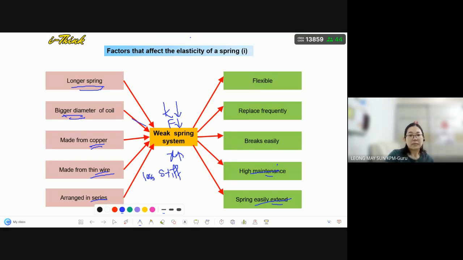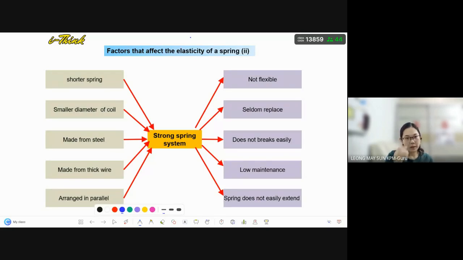Okay. But what is a good spring system? A good spring system means the spring constant is high. Spring constant is high means the force required is higher. The extension would be less and it's stiffer. How to make a stiffer spring system? You use a shorter spring. Use a smaller diameter of the coil. It is made out of steel. It is made out of thick wire and is arranged in parallel so that the force is shared equally.